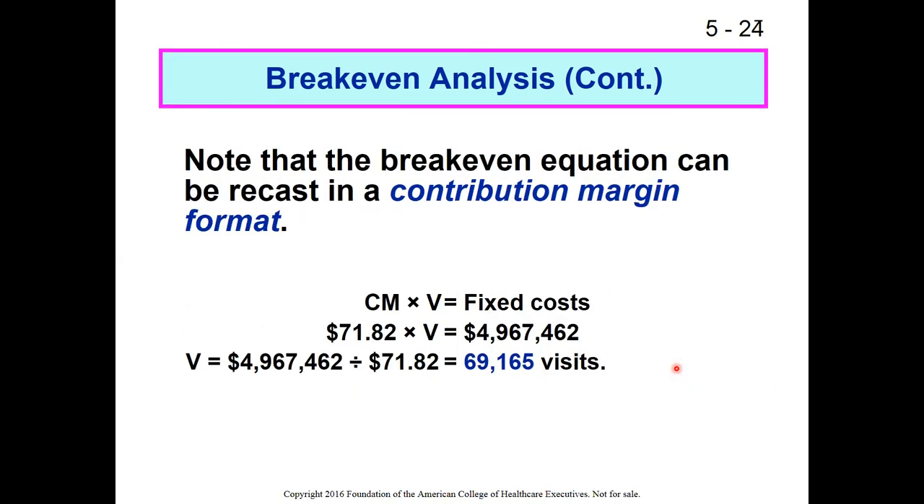So just a quick back-of-the-envelope calculation: if you know that's going to be true, then you can say break even is going to be fixed cost divided by contribution margin per unit. And that'll tell you what the break even volume needs to be.